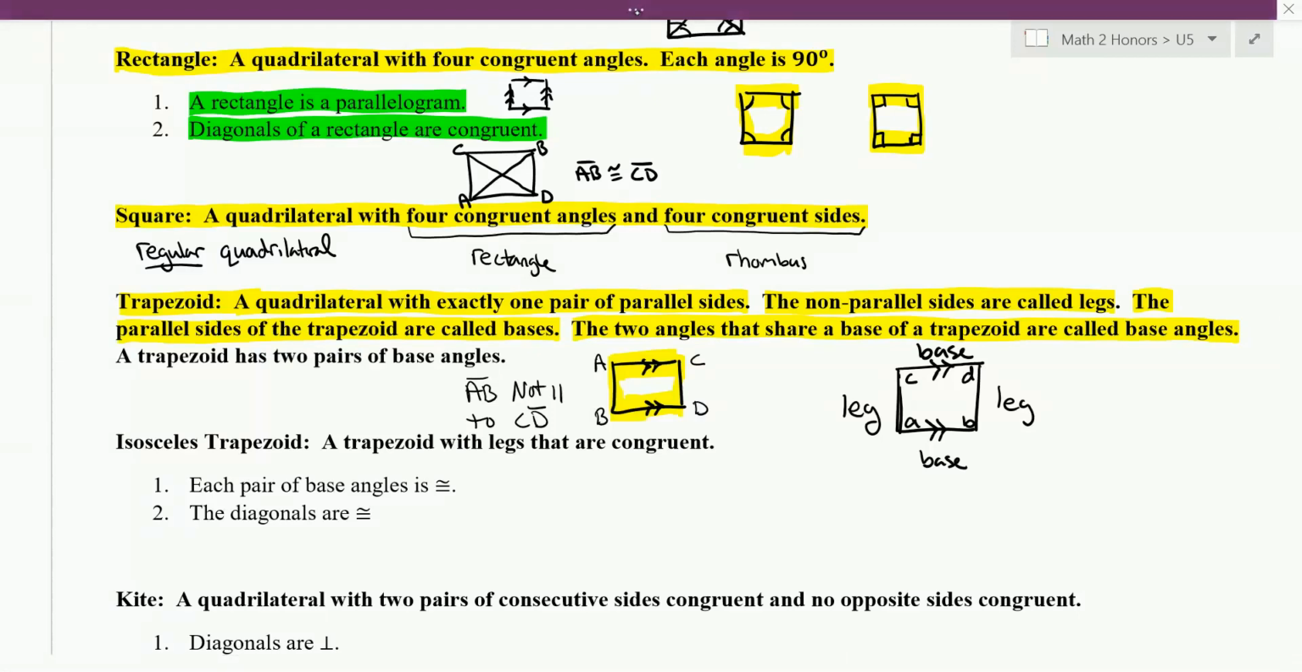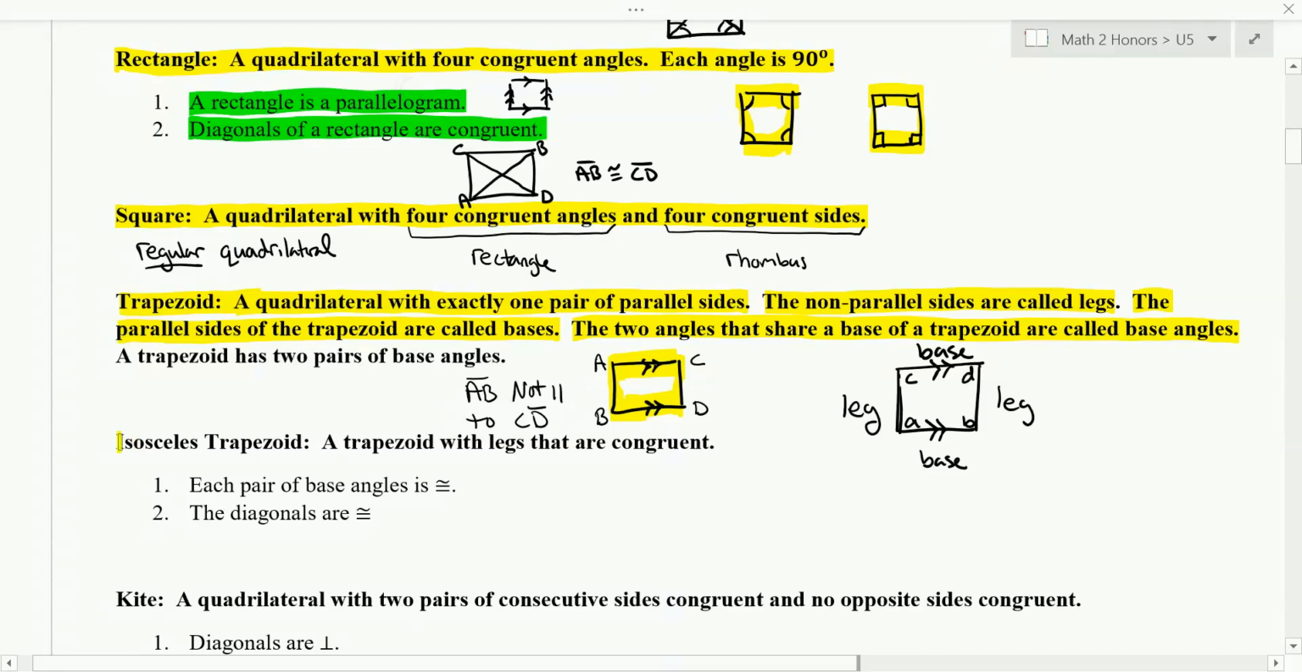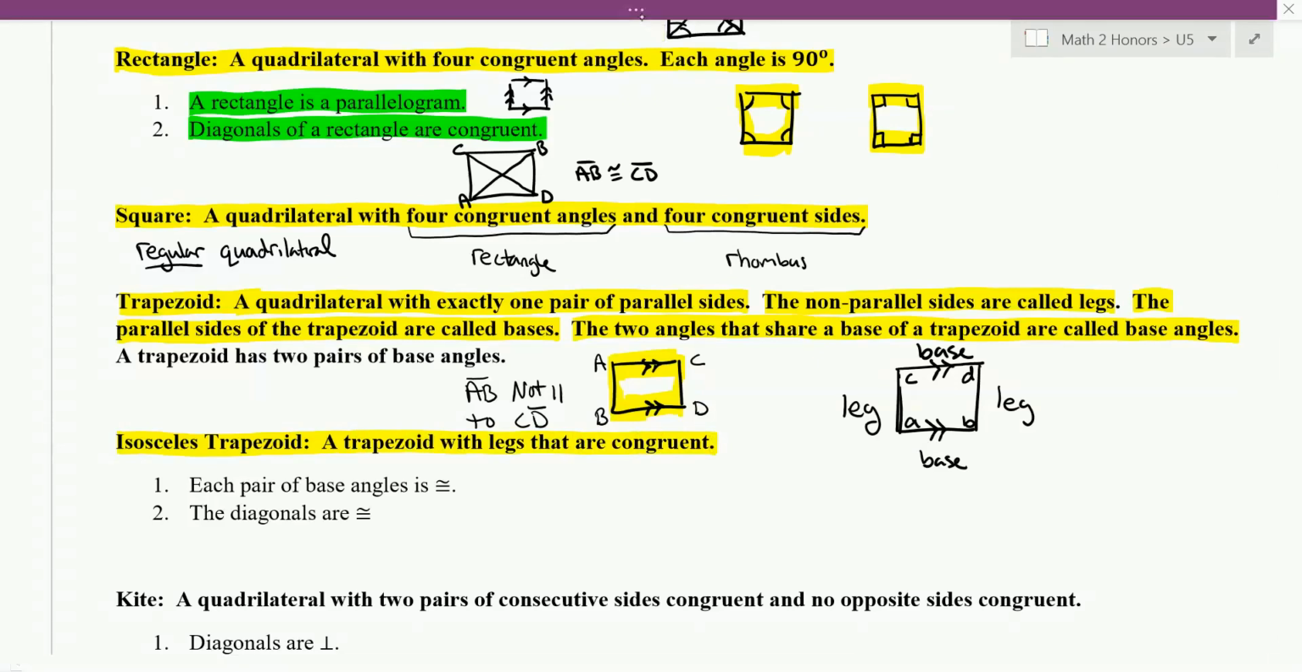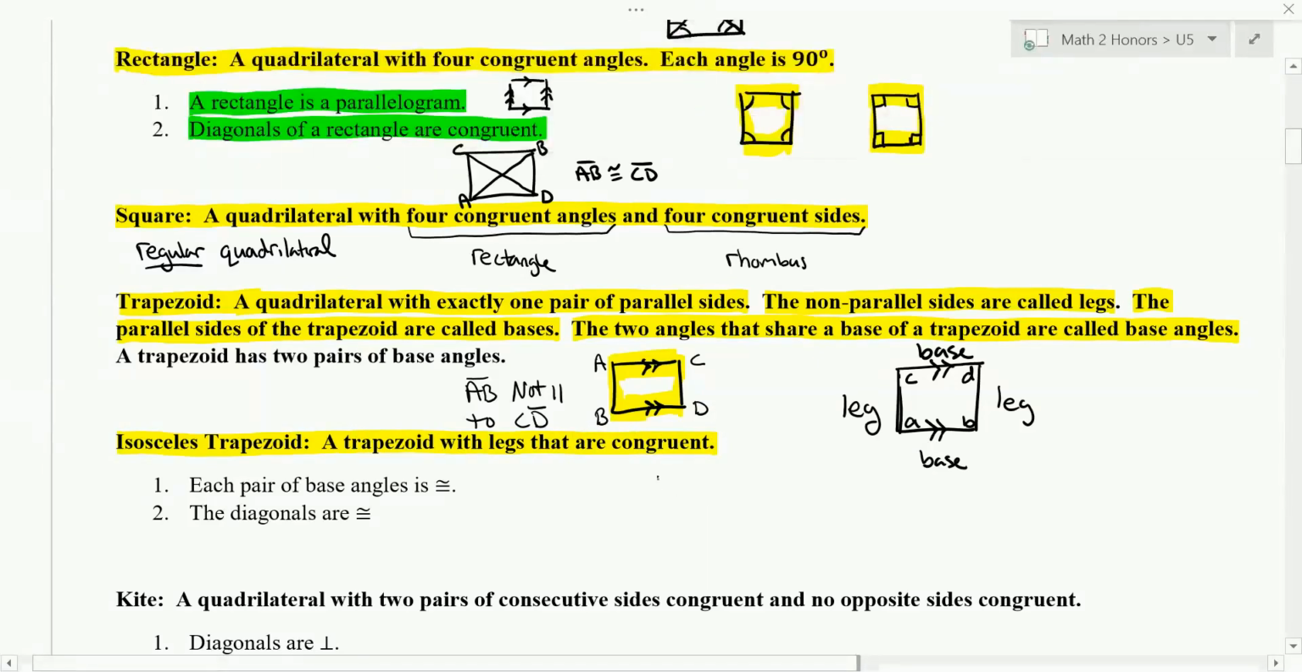Isosceles trapezoid, another kind. An isosceles trapezoid is a trapezoid that has legs that are congruent. So that picture looks something like this. You have your bases that are parallel, and then you have your legs that are congruent.